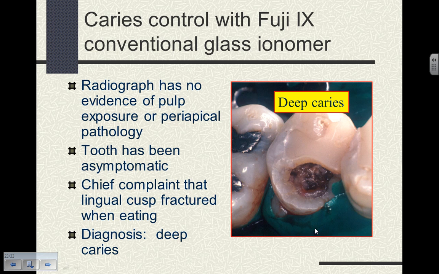So let's take a look at a case. We have deep caries in this tooth. We have an existing composite resin restoration. The patient's fractured the cusp due to the caries. And you might look and you can see that the caries is going to extend subgingival on that mesial margin. The radiograph shows no evidence of pulpal exposure or periapical pathology.